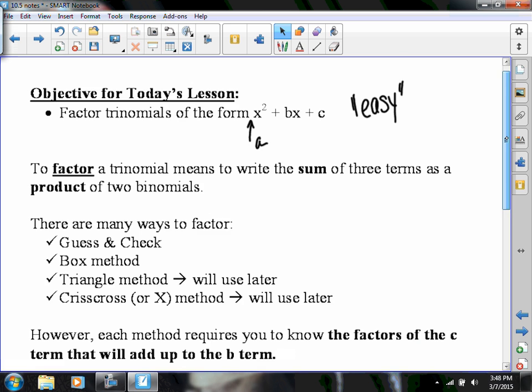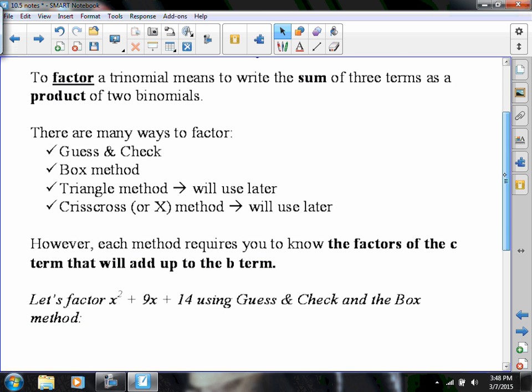Now, when you factor a trinomial, that means that you take the sum of three terms, so it could be addition and subtraction, but you take three monomials that you've added or subtracted together, and you rewrite it as a product of two binomials. So you're changing addition and subtraction into multiplication.